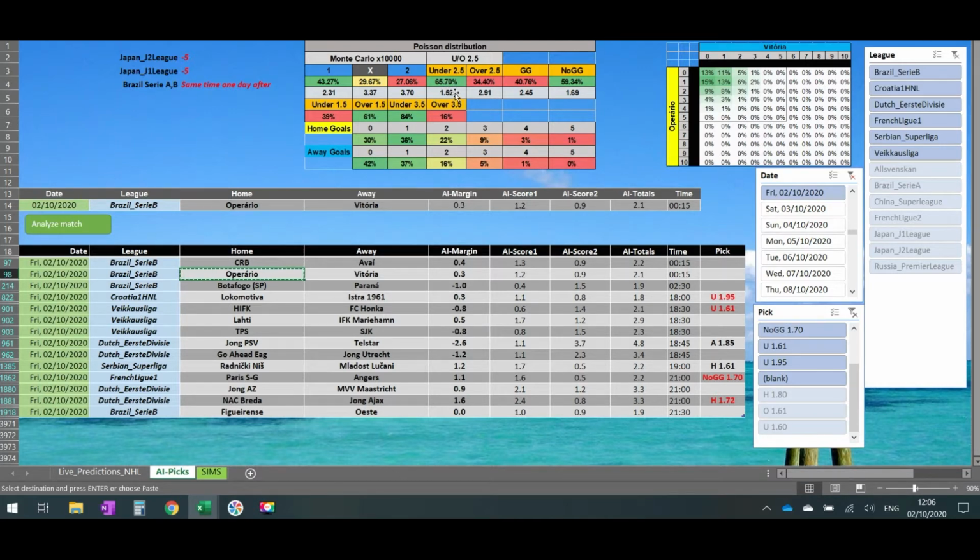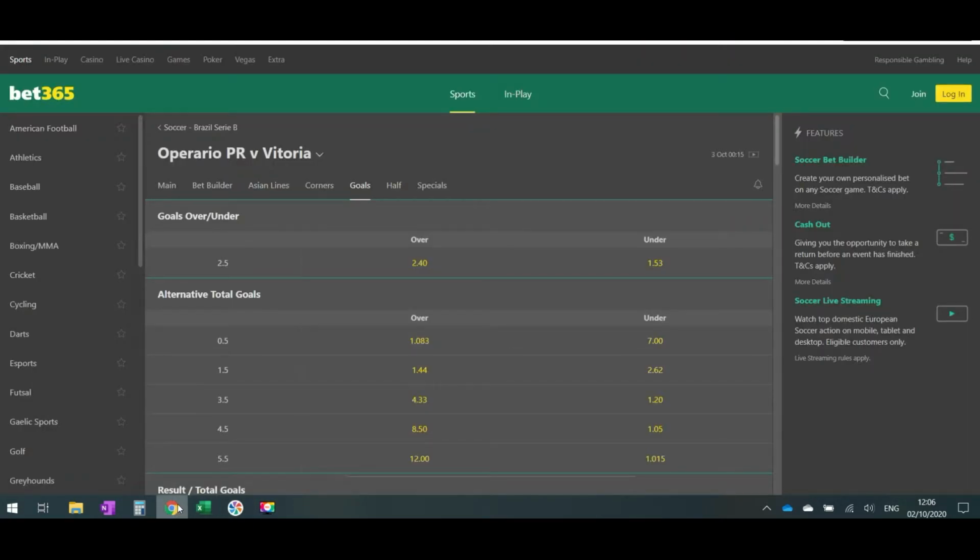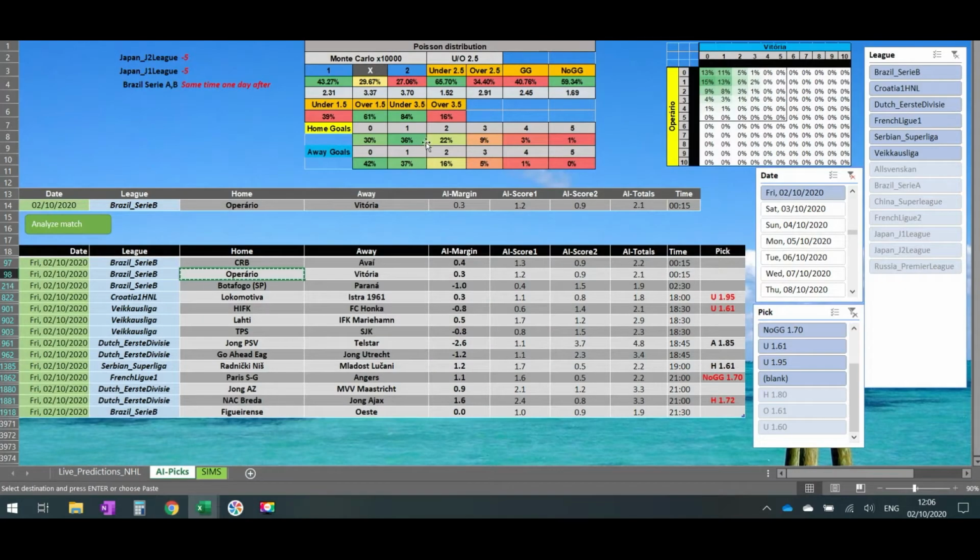But we're looking for more than 1.60 in order to find value, and in order for the prediction to fit our system. So we cannot pick it. If it was more than 1.60, we could have picked it. But you can see that our prediction analysis model has actually given the same percentage.